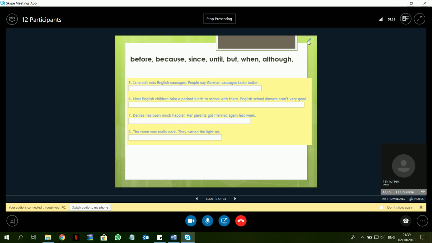Nah, since ini ada dua fungsi ya, so we can use since like because and also since for time. For example, I've been living in this place since last year. Jadi since kalau dalam bahasa Indonesia itu dia bisa sejak, tapi juga bisa karena. Number 8. Yeah, the room was really dark before they turned the light on. Good.